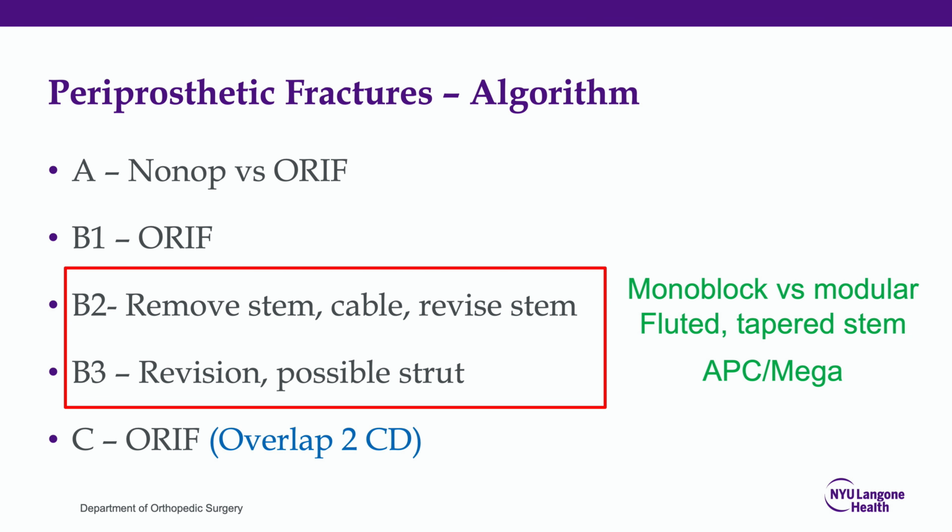And in your Vancouver C fractures, you're going to be looking at an ORIF. These are essentially just femoral shaft or distal femoral fractures. There happens to be a hip replacement there, but the hip replacement has not been compromised. In these cases, the key is that you want to overlap your plate by the stem by at least 2 cortical diameters. You don't want to have a fracture between the plate and the stem.